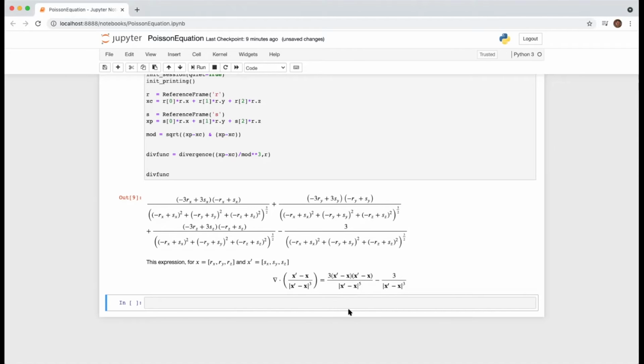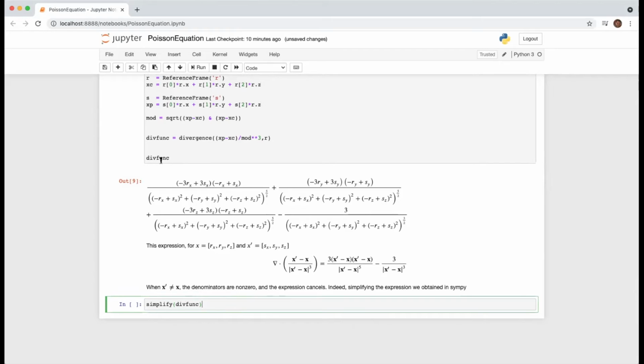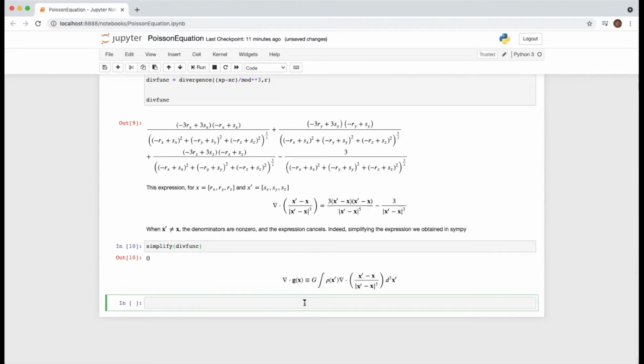Now we can see that when x prime is different than x, then the denominators are non-zero and the expression cancels out, because the numerator here is x prime minus x squared. So the modulus of x prime minus x squared, the square is going to cut to the fifth power, is going to have a cube, and then the two terms cancel out and are equal to 0. And indeed, if we simplify the expression that we found in SymPy, take this expression different and then simplify this, you find 0. So this is the divergence of the gravitational potential, and this quantity here is 0, except when x is equal to x prime.